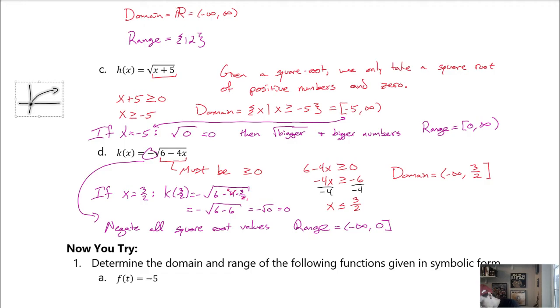For part D, this is a negative square root. So a negative square root is the upside down of that. It goes downward instead of upward in that same kind of shape. And so here we see the biggest y value is 0, and then they keep getting more and more negative.